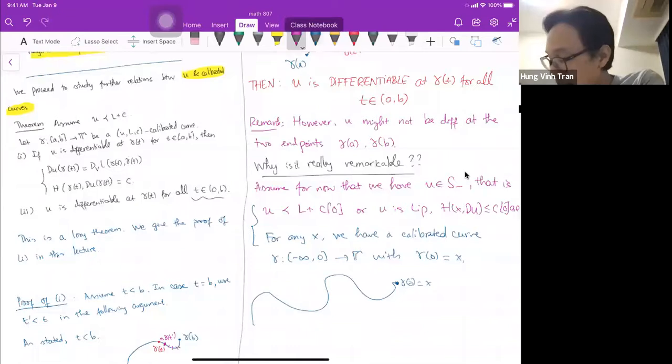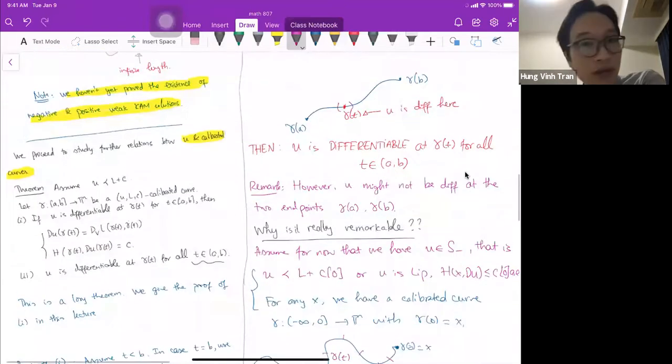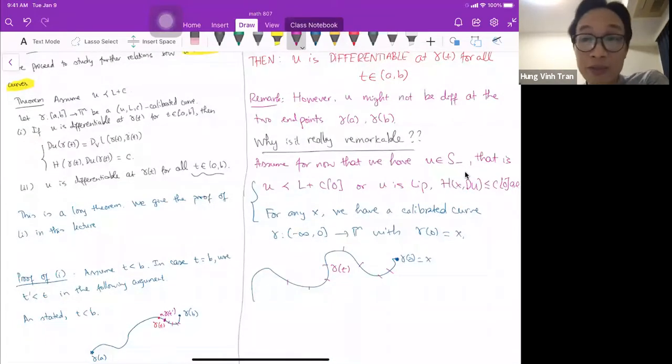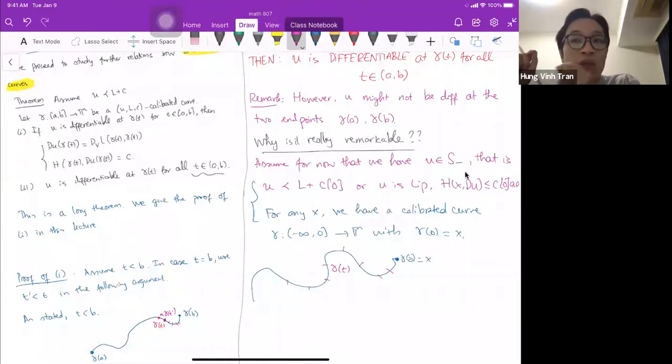Now, the second claim is that at any point in this ray, because of the earlier point that I just said, if it's any point in between, then it's differentiable. So what is really remarkable here, and this is why it is called a backward characteristic, is that from a point you can find a whole ray going from minus infinity to that point, and your function u is differentiable in this whole ray except maybe the endpoint. Okay, this is why it's amazing.